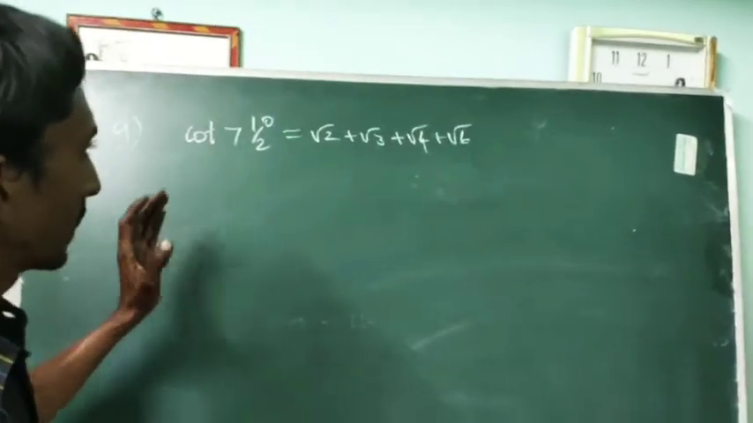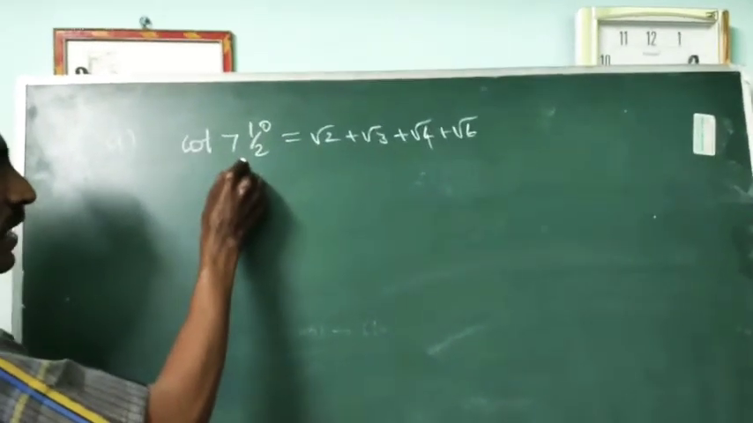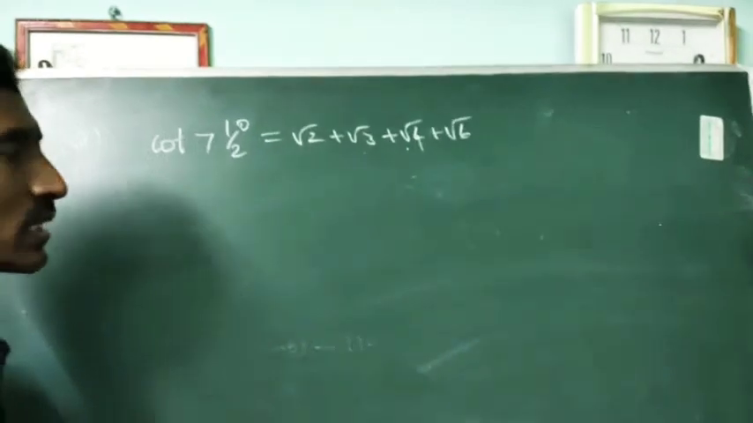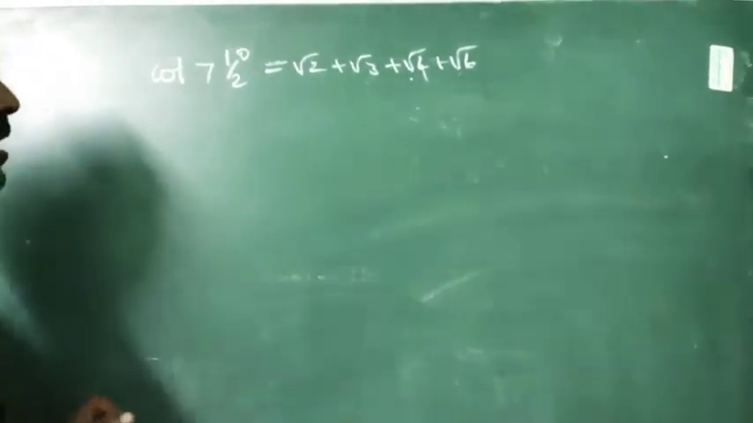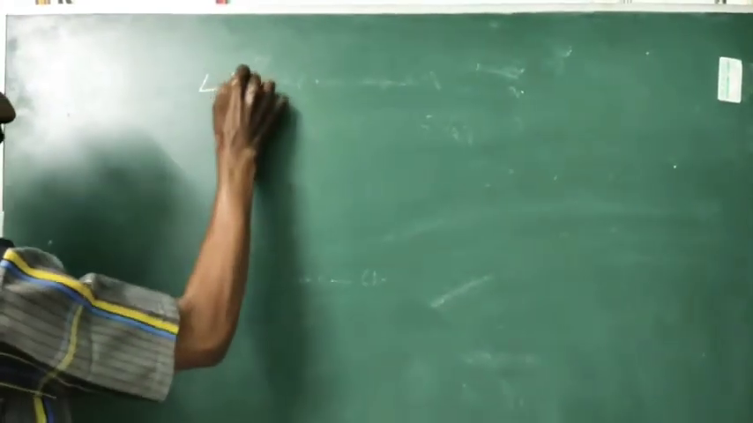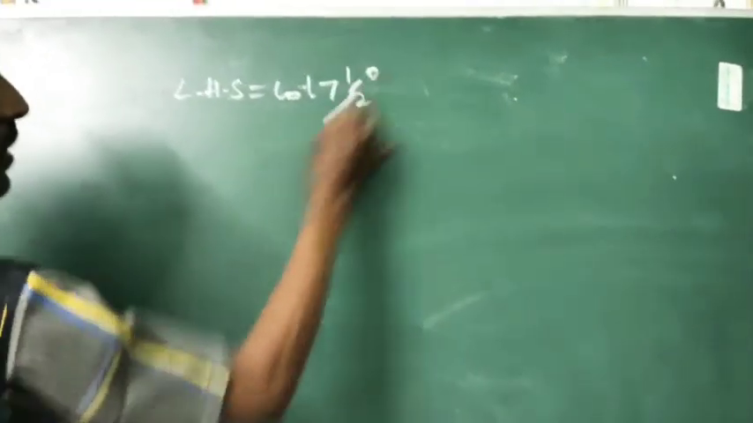Question number 9 in exercise 3.5. Prove that cot 7.5 degree equals root 2 plus root 3 plus root 4 plus root 6. That is our aim. Before that, take the LHS. LHS equals cot 7.5 degree.